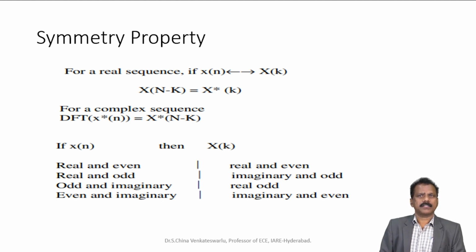For a real sequence, if x of n has transform x of k, you can easily analyze this particular property for complex sequences too. How will we estimate both the discrete Fourier transform and the inverse discrete Fourier transform?